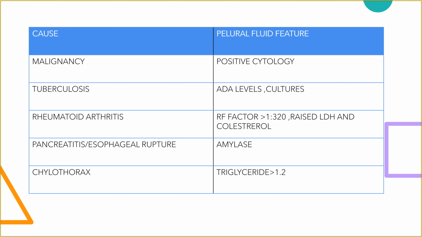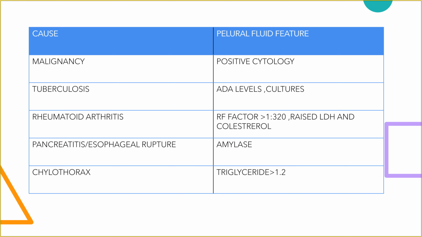So just a run through of different conditions and the pleural fluid features we are looking for. In malignancy, we are looking for a positive cytology. For tuberculosis, we usually send the fluid for ADA levels or cultures. However, the cultures are not very sensitive and the ADA levels are not very specific. And in terms of rheumatoid arthritis, we send it for rheumatoid factor, and raised LDH and cholesterol.